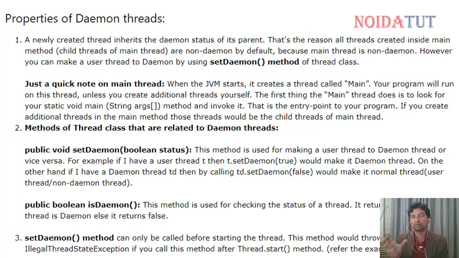Just a quick note on the main thread: when the JVM starts, it creates a thread called main. Your program will run on this thread unless you create additional threads. The first thing the main thread does is to look for your public static void main(String[] args) method and invoke it. This is the entry point of your program. If you create additional threads in the main method, those threads would be child threads of the main thread.